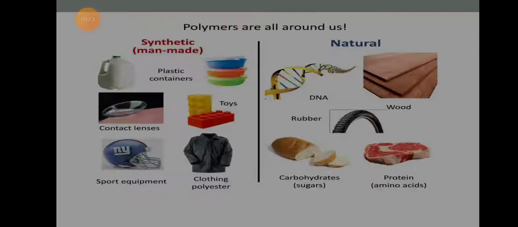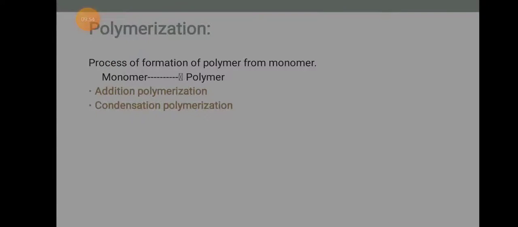Okay, and now why are polymers so important? If you see anywhere around you, there are polymers. Some of the pictures I have taken: you can see man-made synthetic polymers are like plastic containers, contact lenses, toys, sports equipment, and polyester clothing. And the natural polymers are like DNA, wood, rubber, carbohydrates, and protein amino acids.